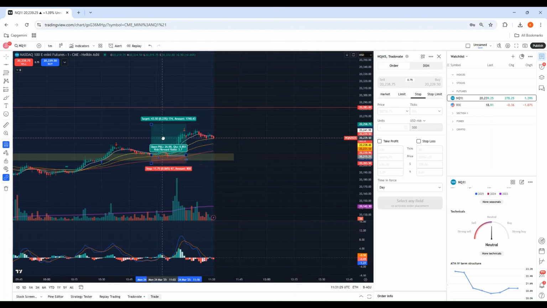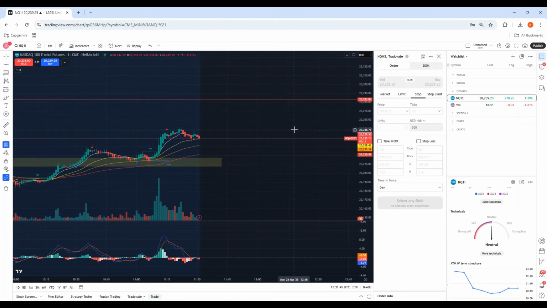So I entered here. I set my stop loss initially under the 100 EMA just to be safe, but I will move that up as a trailing stop loss while the candles are moving towards my target. So that was a take profit. I took profit here. So now you can see we have another setup coming in live.